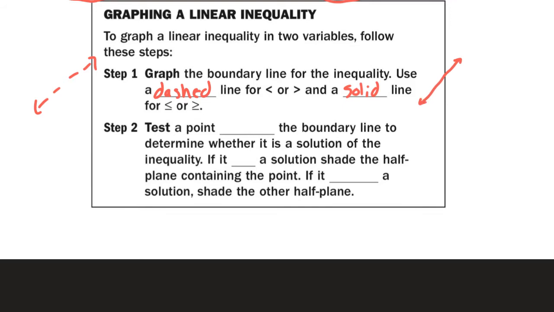The way we graph the inequality itself, the rest of the solutions, we test a point that is not on that boundary line. So we pick any point not directly on the line to determine whether it's a solution or not. If it is a solution, we shade the half plane that contains that point on that side of the boundary line. If it is not a solution, we shade the other half plane on the other side of the boundary line. So I'm going to show you that in the next example.